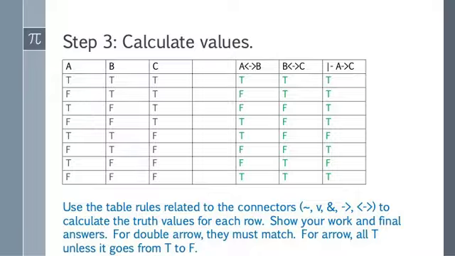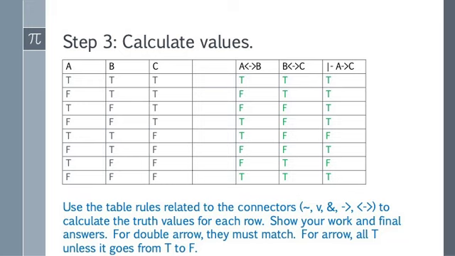The final column, which is the conclusion, has A arrow C. Now remember, that is always true unless there is true going to false, right? So look at A and C. The value for A is true in the first row. It goes to true on the first row for C, right? So that will be true. The second one, false to true, that's still true because that's how arrow works. What about true to true on the third row? Also true. False to true, also true.